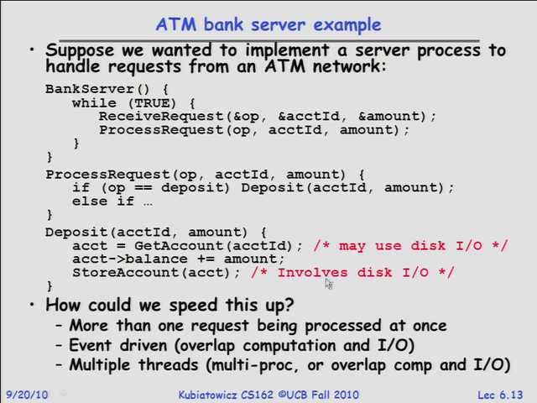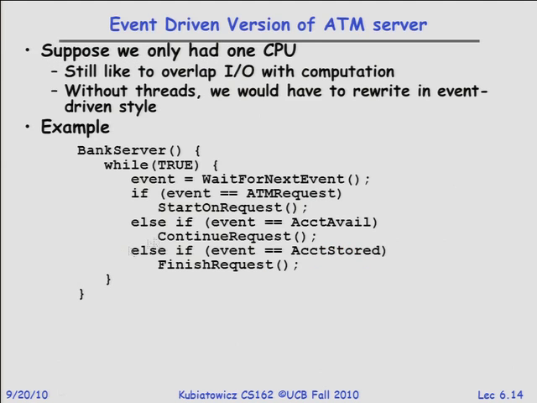And if we're not going to use threads, then we have to do something like the following. Okay, now this may take a few moments to catch, but if you notice, we go into a loop and we sort of say, well, grab the next event, which is going to be on an event queue. If the event is a request coming in, start the request. If the event is the account's available, continue the request. Otherwise, if the event is the account stored, finish the request.